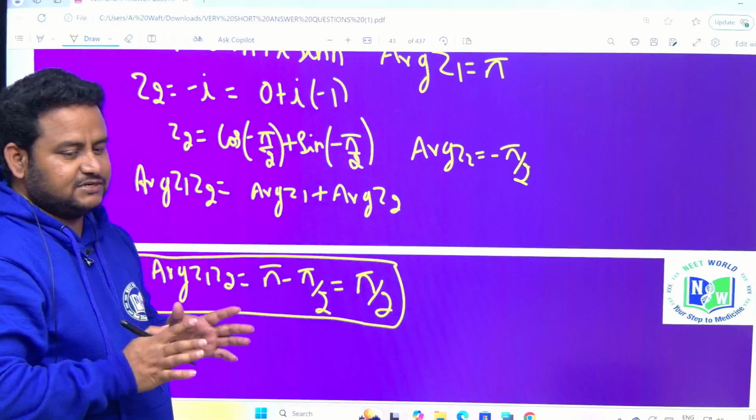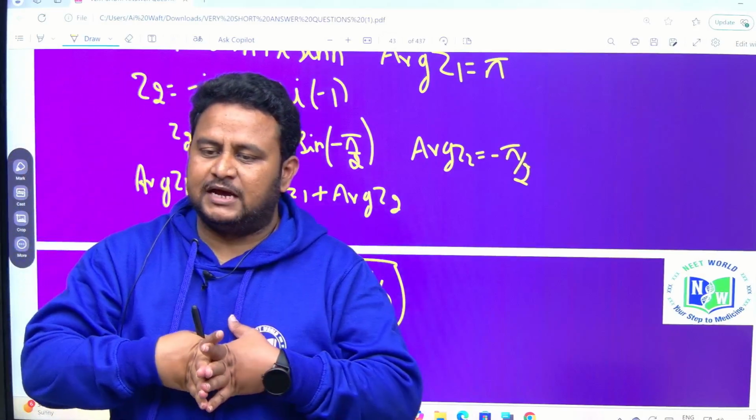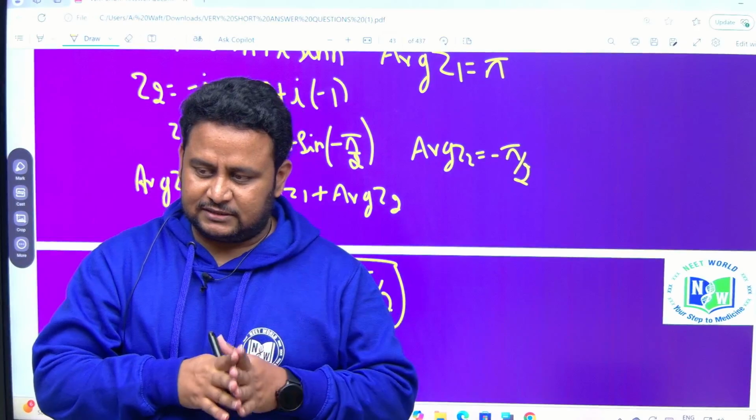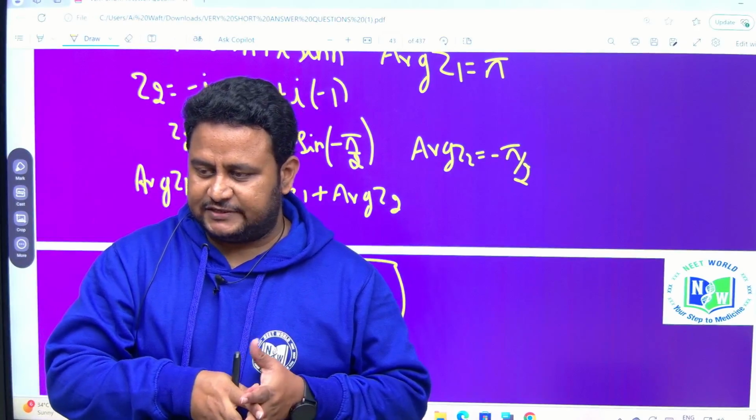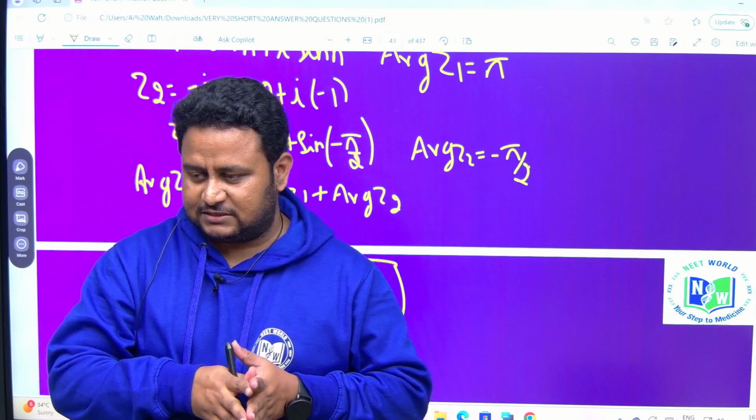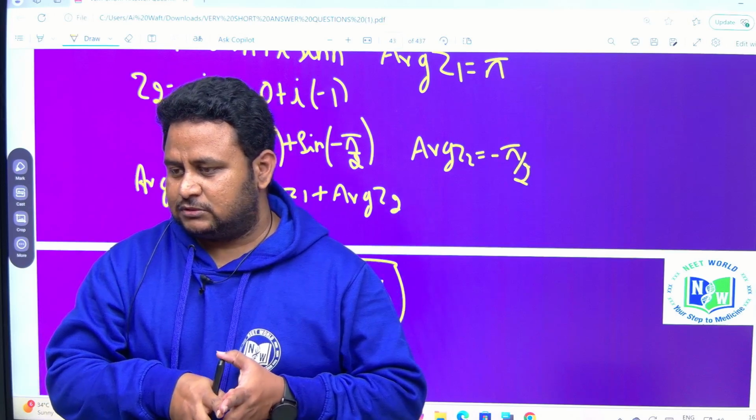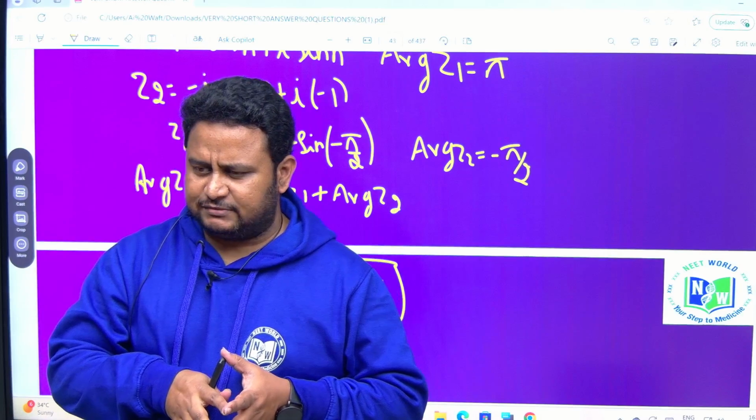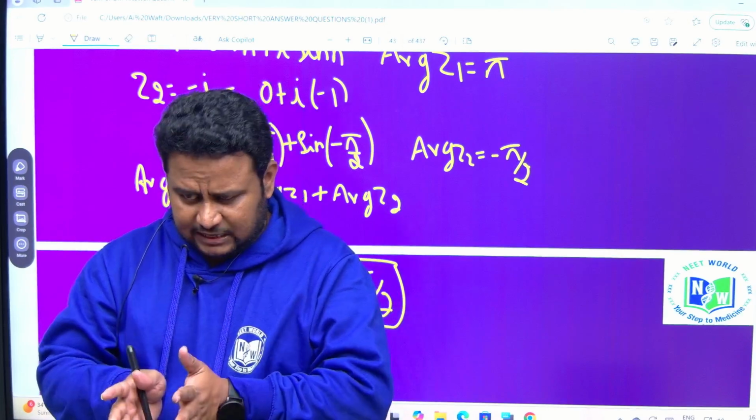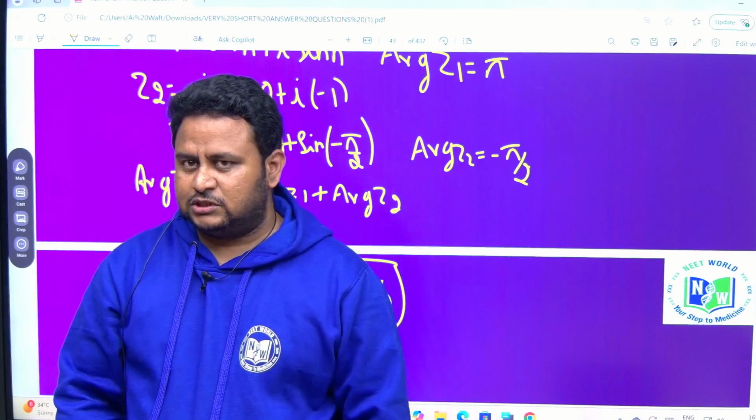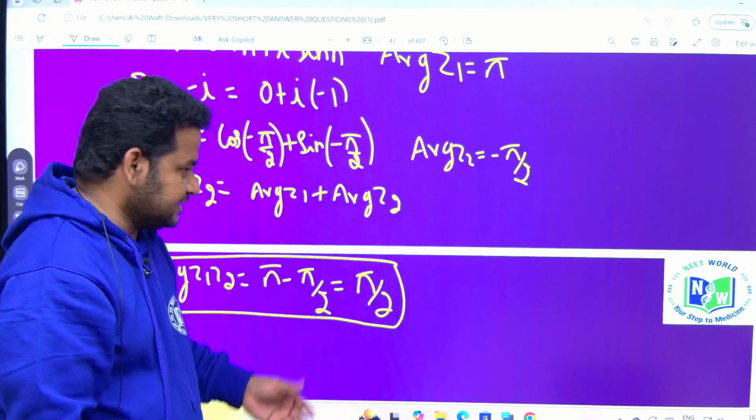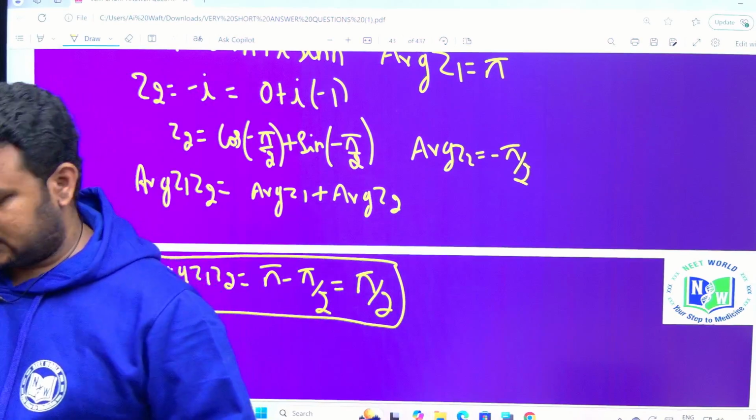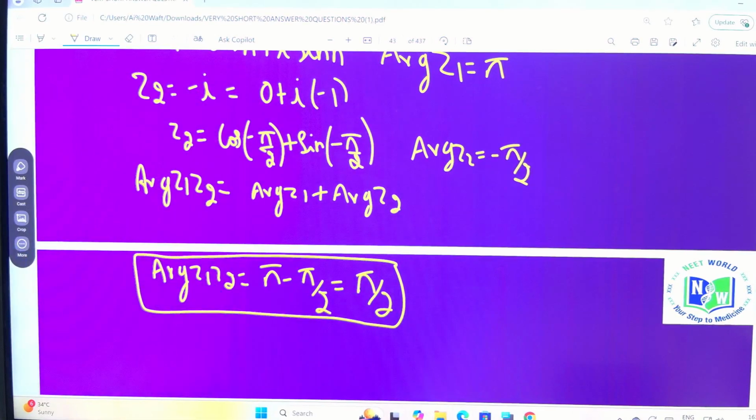So first find z1 and z2 in polar form, and then find argument of z1, that is the angle, that is theta, which I told initially while I was explaining the concept. Then you find argument of z2. Okay, then argument of z1 z2 is argument of z1 plus argument of z2. If you add those two, here you got it as pi by 2. Okay, I hope it is clear. You can have a look at the screen.